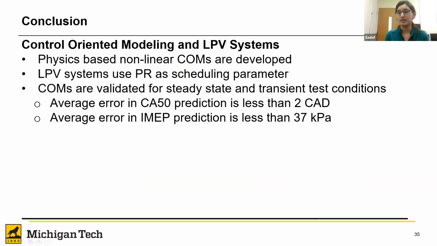Here I will summarize the work I have conducted. First of all, physics-based nonlinear control-oriented models were developed. Linear parameter varying systems were developed as a function of premixed ratio to encounter the nonlinear behavior of the engine model. Control-oriented models were validated under steady state and transient conditions. The average error in combustion phasing prediction is less than 2 crank angle degrees for all the LTC modes, and the average error in indicated mean effective pressure is less than 37 kilopascal for each LTC mode.